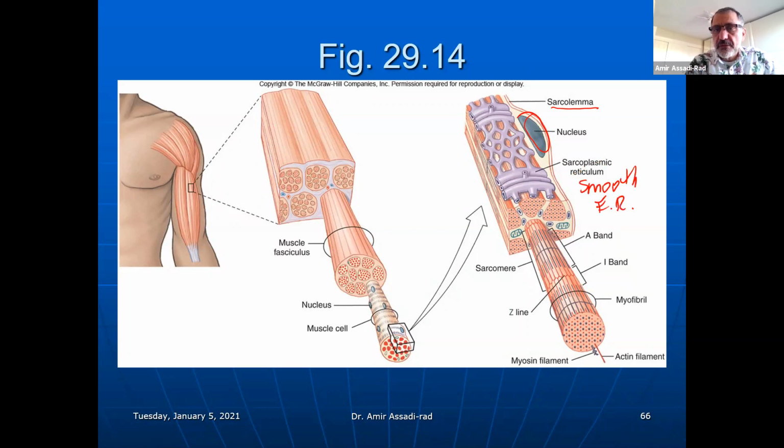My handwriting is improving, huh? Smooth endoplasmic reticulum, which you talked about in Bio 1, is full of calcium right now, this one. And then you have the A band, I band, and myofibril. And sarcomere, Z line. So I should talk about all of those: muscle cells and nucleus and fascicles. Your muscle bundle is made up of fascicles. Inside of fascicles, you have the muscle fibers, and then the muscle cells are drawn in here.